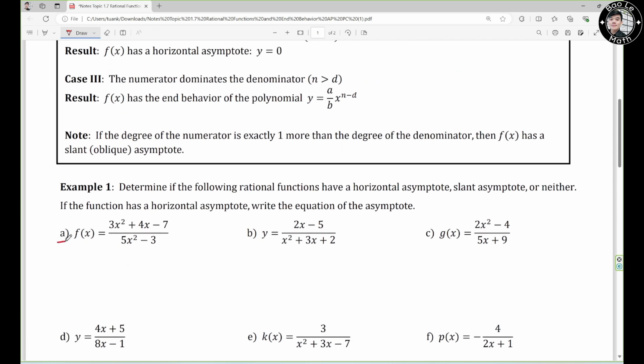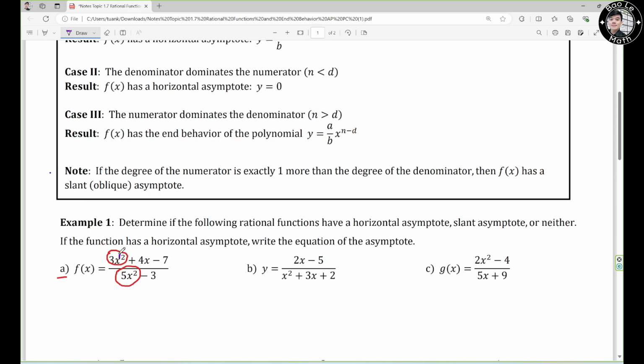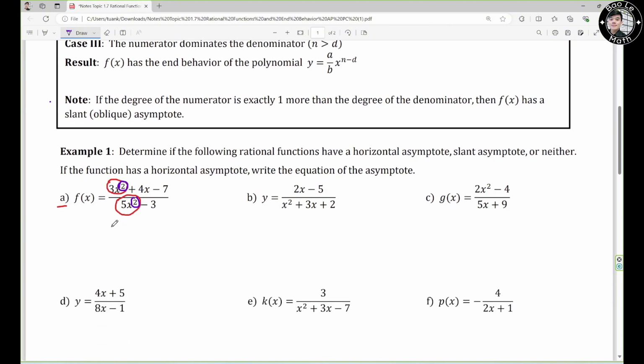Now, take a look at the example. Question A: the leading term of the numerator is 3x squared, and the leading term of the denominator is 5x squared. The degree on the top is 2, and the degree on the bottom is 2. They are the same, so we have a horizontal asymptote. It is y equal to the leading coefficient 3 divided by the leading coefficient 5.